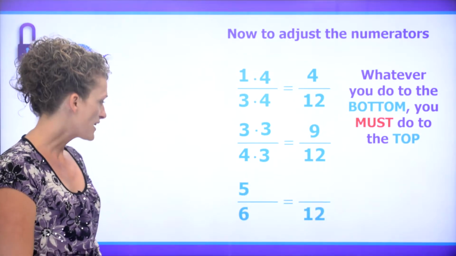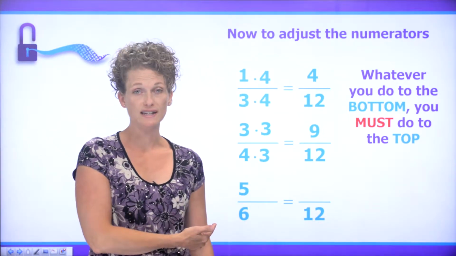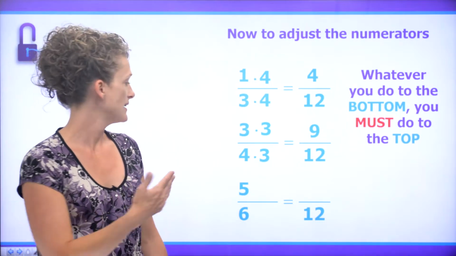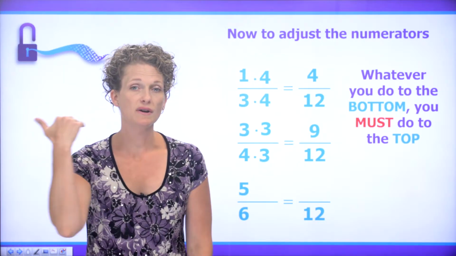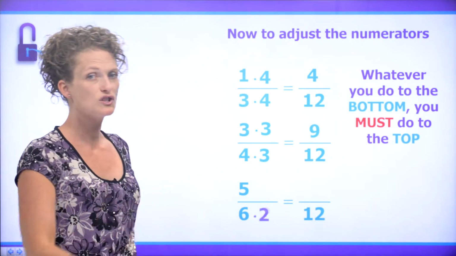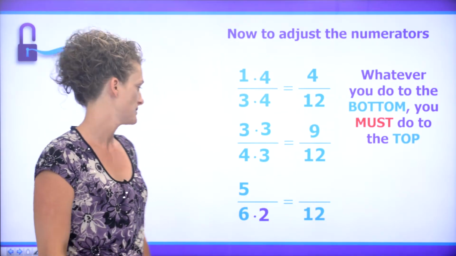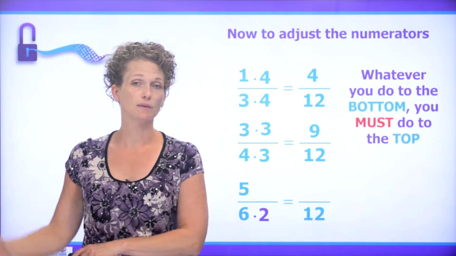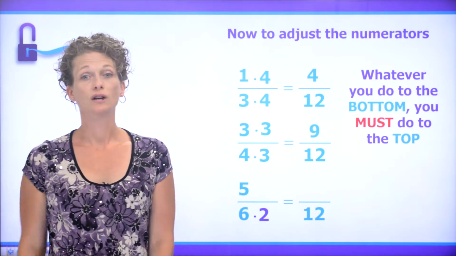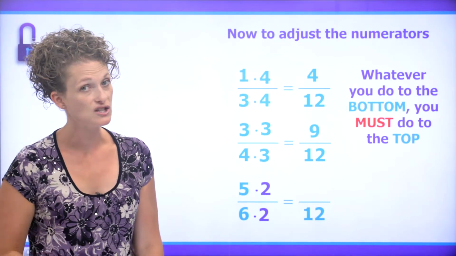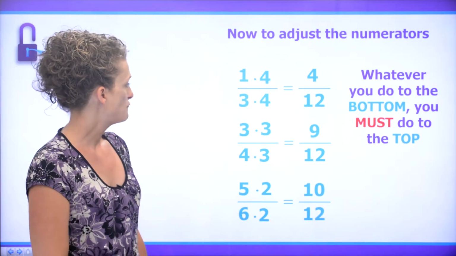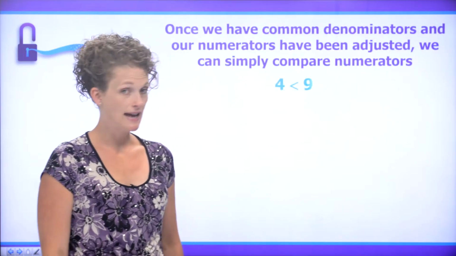And the last fraction we had was 5/6, and we want to change it into something over 12. So again, 6 became 12, so we must have multiplied it by something. What was that something? It was 2. Again, we know this from our times tables. So whatever we do to the bottom, we have to do to the top. So if we multiply the bottom by 2, we're going to have to multiply the top by 2. And 5 times 2 is 10. So we have 4/12, 9/12, and 10/12.